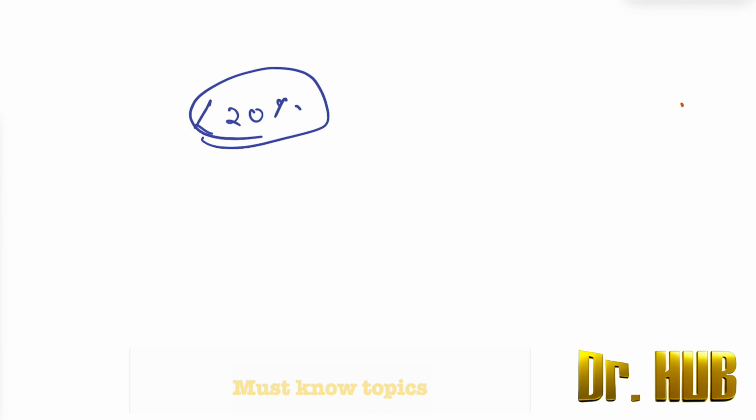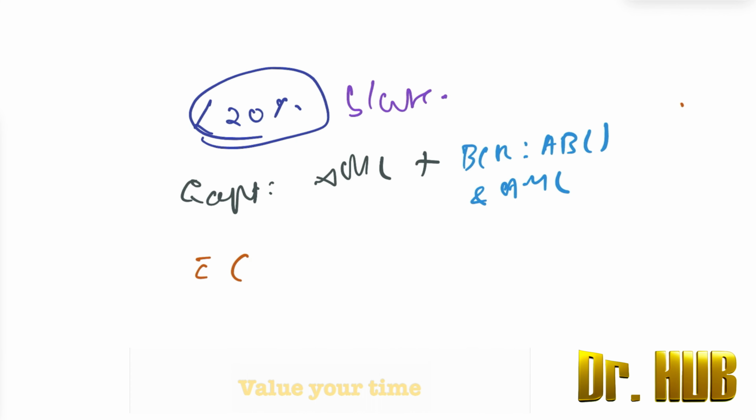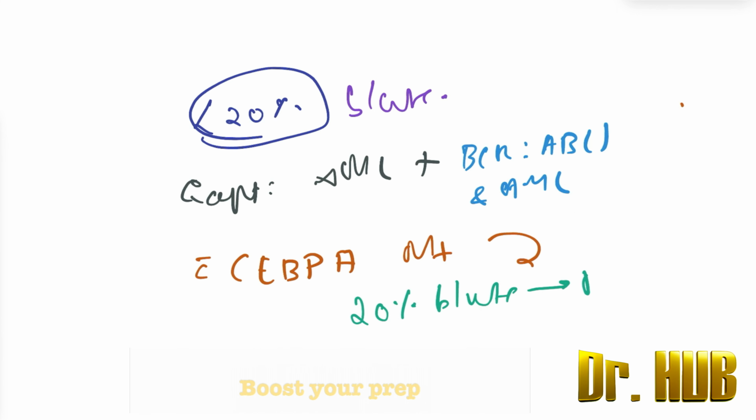So other few points we need to know is that most of the AML with defining genetic abnormalities are diagnosed with less than 20% blast. There are some exceptions: the AML with BCR::ABL1 and the AML with CEBPA mutation. The CEBPA mutation requires at least 20% of the blast for diagnosing.